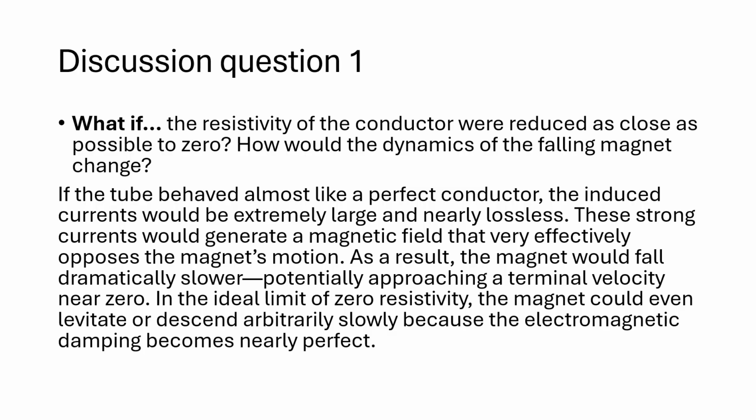Discussion question 1. What if the resistivity of the conductor were reduced as close as possible to zero? How would the dynamics of the falling magnet change? If the tube behaved like a perfect conductor, the induced current would be extremely large, nearly lossless. These currents would generate a magnetic field that very effectively opposes the magnet's motion. As a result, the magnet would fall dramatically slower, approaching a terminal velocity. In the ideal limit, the magnet could even levitate or descend so slowly as to almost be levitating, because the electromagnetic damping becomes nearly perfect.